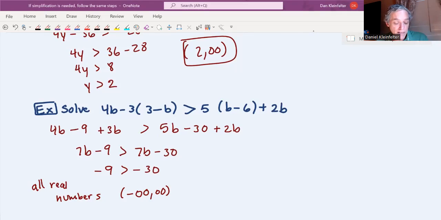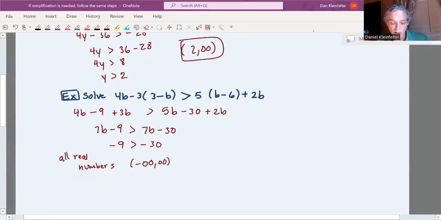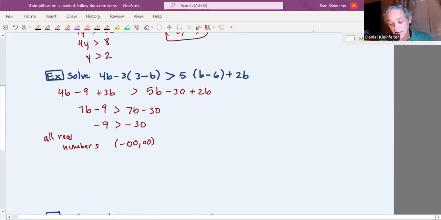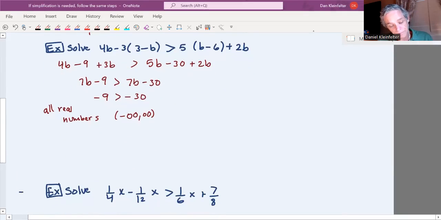So we have 4b minus 3 times 3 is negative 9 plus 3b, 5b minus 30 and 2b. Nope, it looks pretty good. So our solution there is just all real numbers. If it had come out something that was always false, then that would have meant that we had no solution.